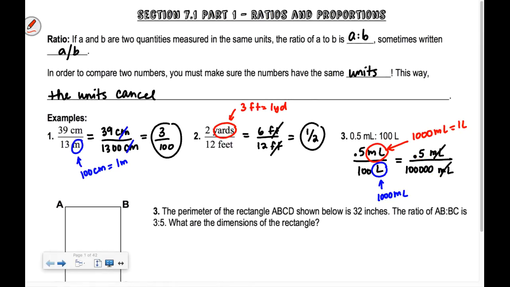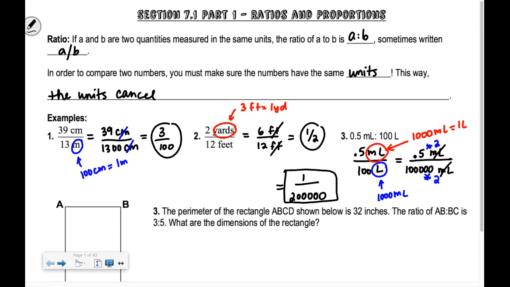Or I can change it so that it's going to be 1. What do I multiply 0.5 by so that I get 1? Multiply it by 2, right? Does that make it 1? 0.5 times 2. Then I can multiply the bottom one by 2. So this one could also be written as 1 over 200,000. All right, so that's the way you would do that one.